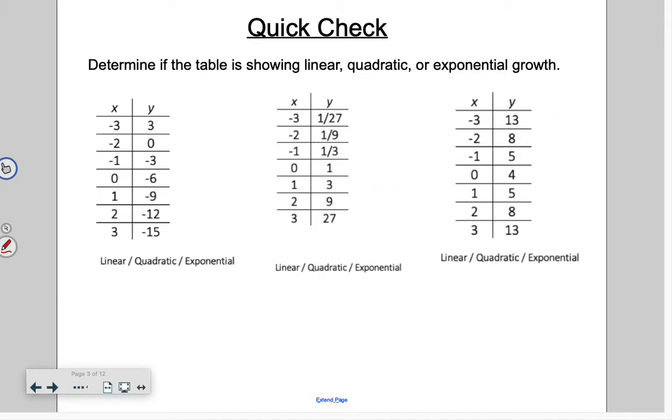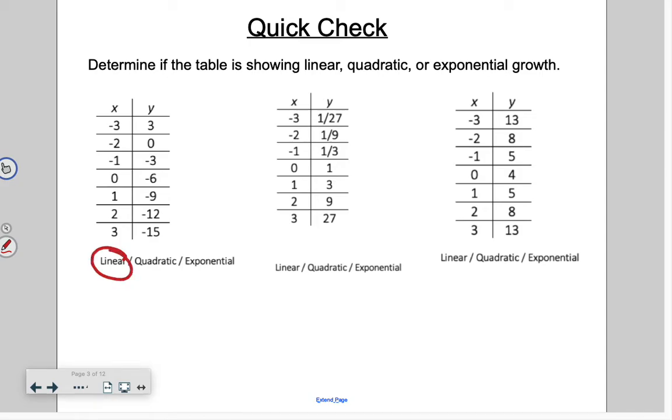So as we go into that, let's do a quick check here. You don't have to write this down. 3 tables. One of them is linear, one of them is quadratic, and one's exponential. Let's start with the first one. What do you think? Linear. Why linear? Because it goes up by the exact same amount. Yep. A line has a constant slope between any 2 points. It grows at a constant rate. So as x is going up by 1, in this case, y is going down by 3. Down by 3, down by 3, down by 3. Therefore, that is a linear function.